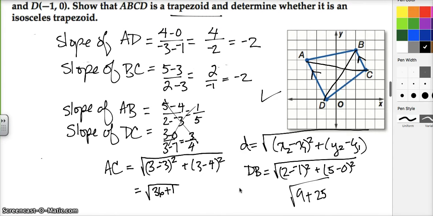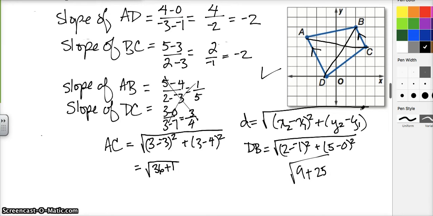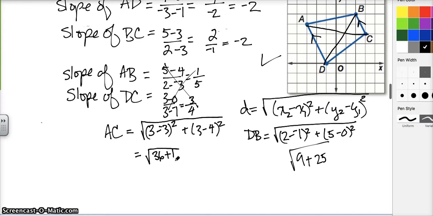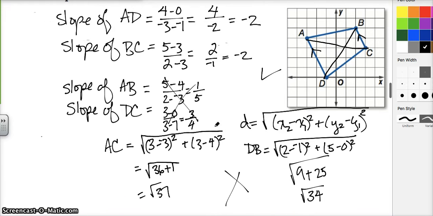So I partied along, I did my thing. Here's the distance formula. Oops, gotta have it squared here. And then I plugged in the values, and I got for AC the square root of 37, and for DB I'm getting the square root of 34, which are clearly not equal, therefore not isosceles. Not isosceles.